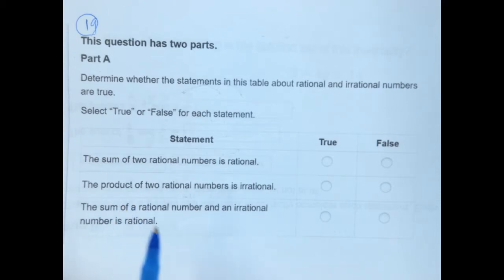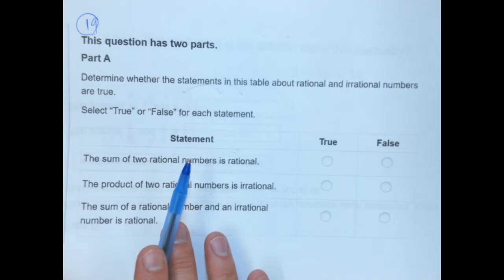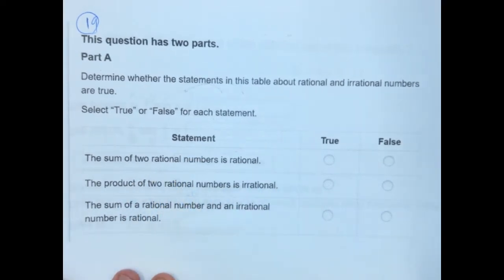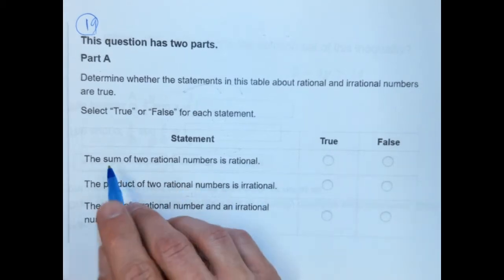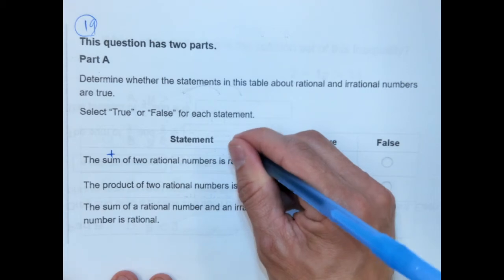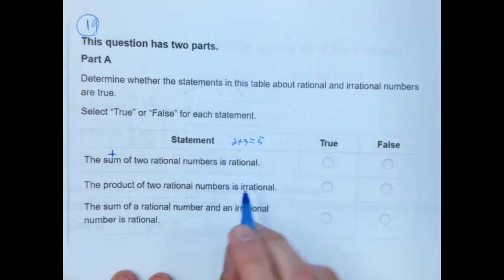So I find this to be a lot easier if you plug numbers in for what they're telling you. So rational number, I'm going to pick the number 2 and 3. So sum is addition, right? So sum of two rational numbers. So okay, let's do 2 plus 3. That's 5. Is that a rational number?